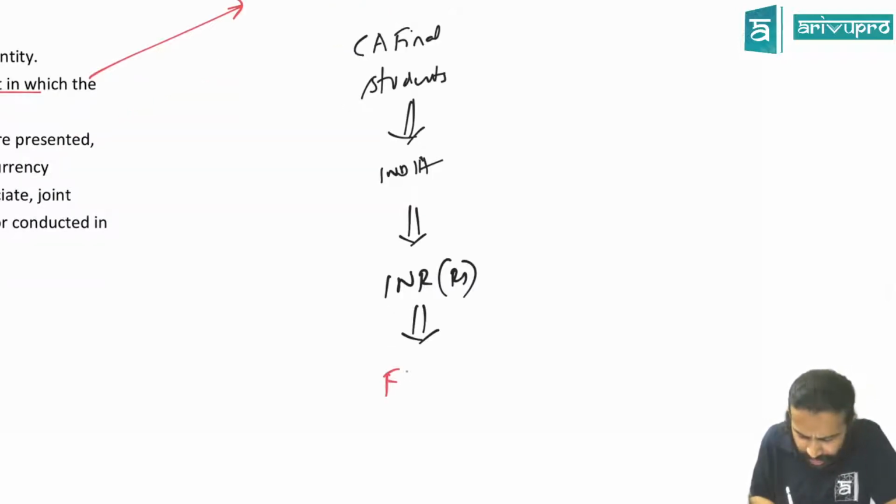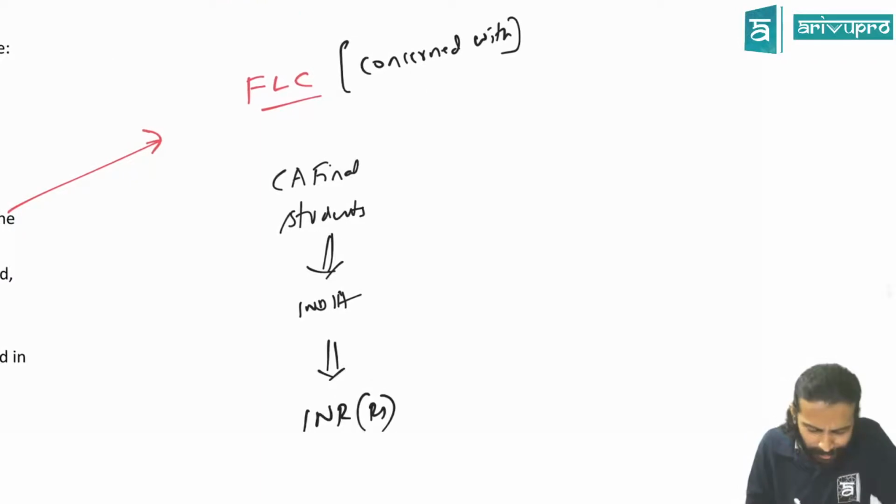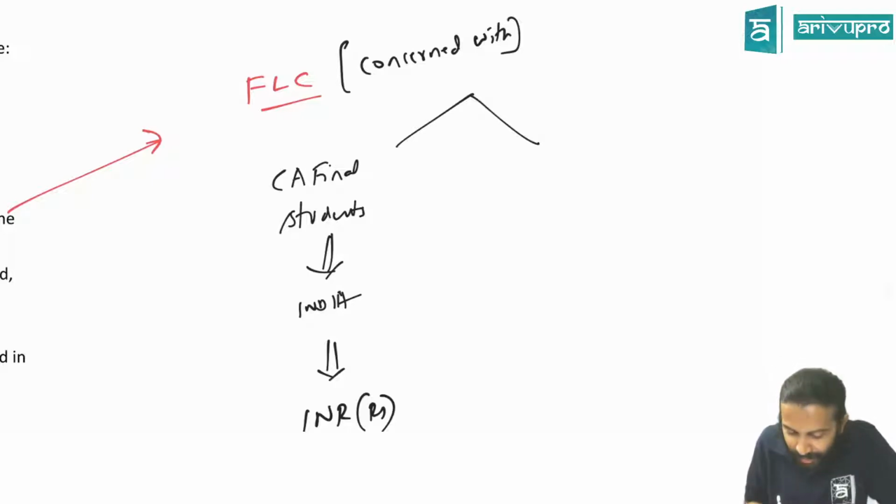That's what we said a functional currency is: the currency which the entity is concerned about. That is functional currency. Correct? Taking the same example with a slight modification. Now, I am not teaching CA final students. I am teaching US CPA students.